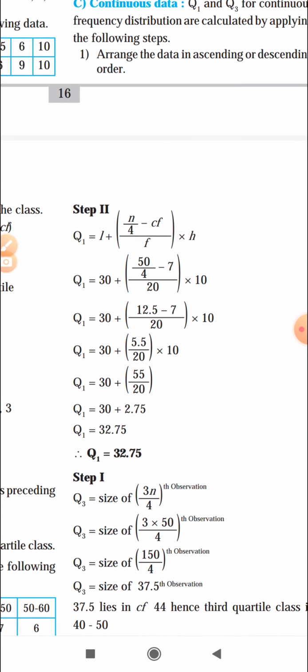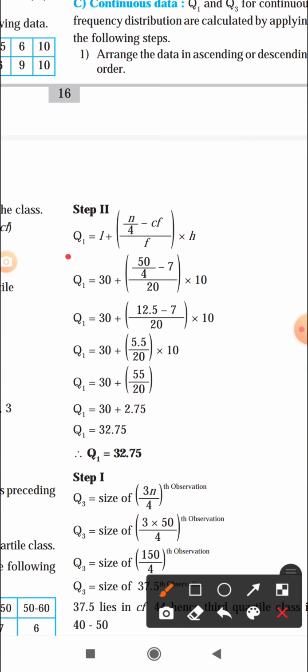Okay, so Q1 is equal to L plus N upon 4. Q1 is equal to L plus, that is lower limit of the quartile class, plus N, that is total of frequency, divided by 4 minus CF, that is cumulative frequency of the class preceding to the quartile class, divided by F, bracket complete, into H.